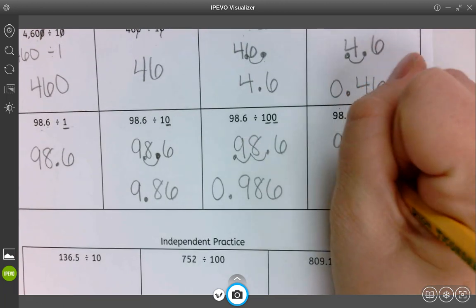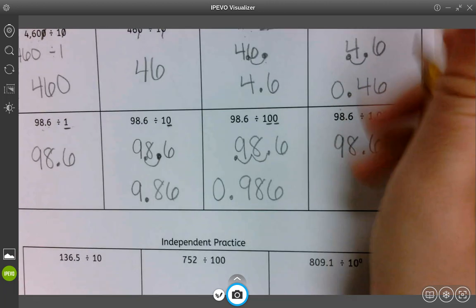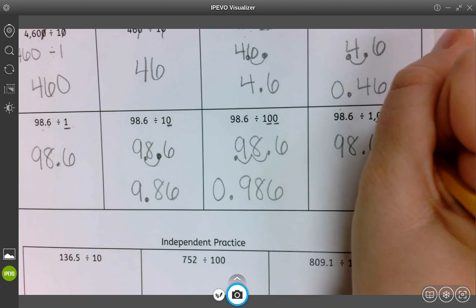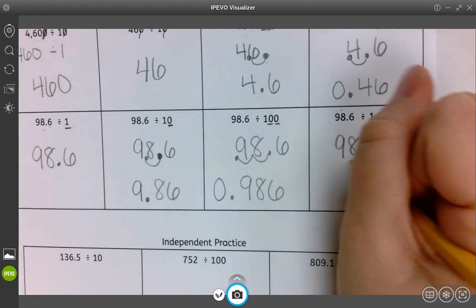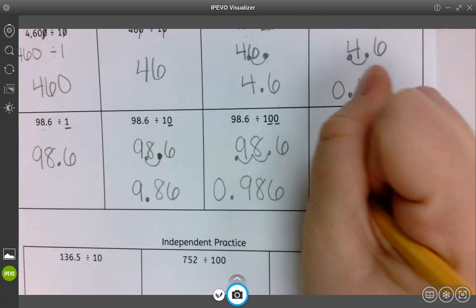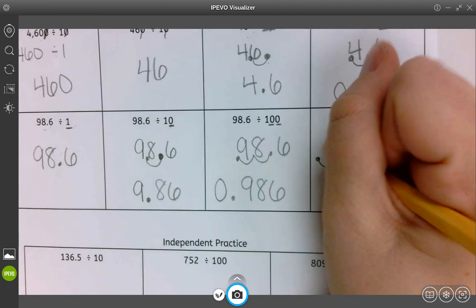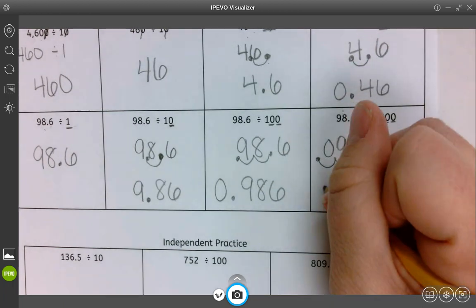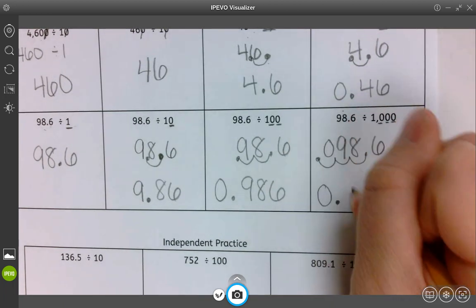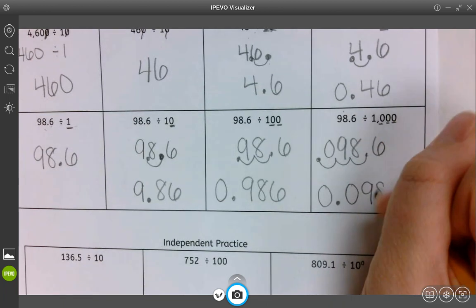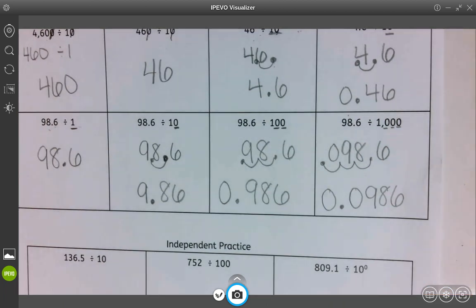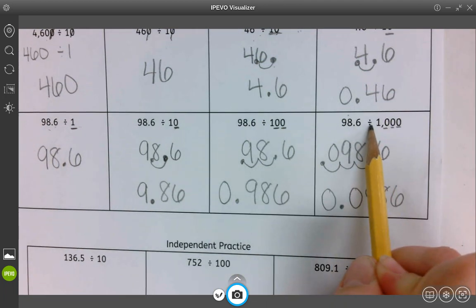All right, and one last one together. I have 98.6. This time I'm going to move it once, twice, 3 times. And in that empty space, I'm going to put a 0. So I have 0.0986.